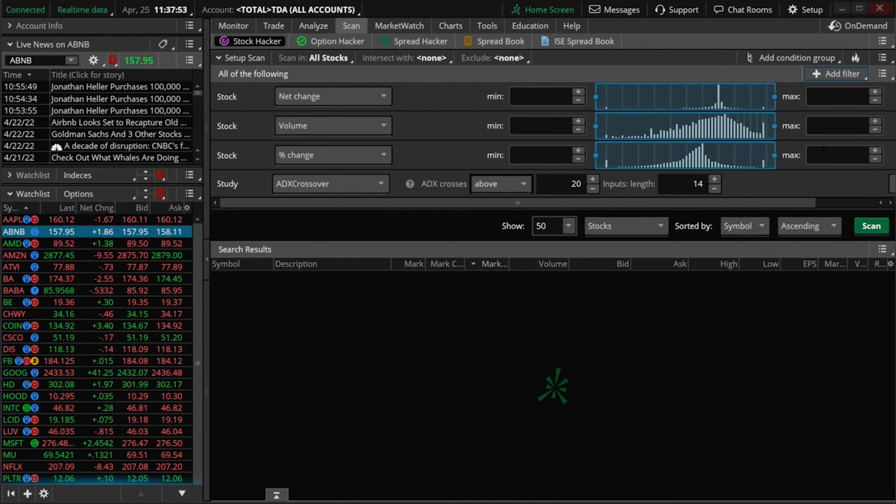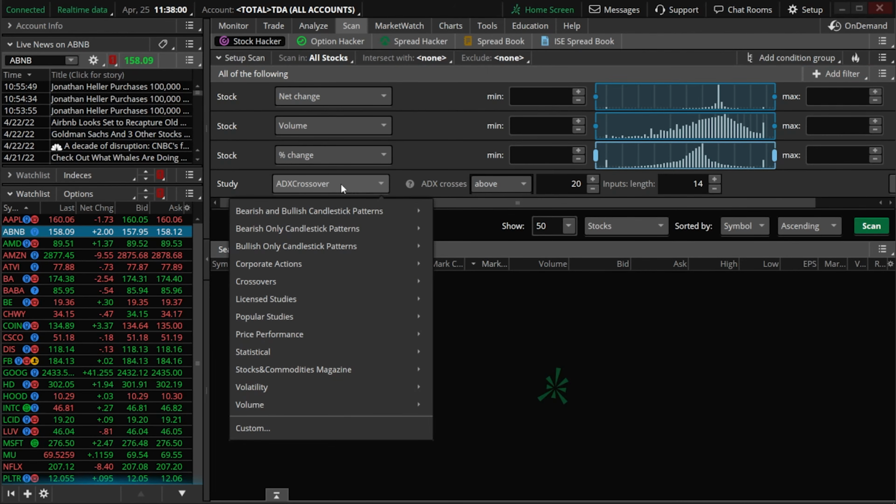You'll then see a new filter box pop up down below, and right there it says ADX crossover. We'll just need to go ahead and select that, and then down below we can see all of the pre-made studies that Thinkorswim makes for us. But in our case, we need to come down and select the custom filter box.